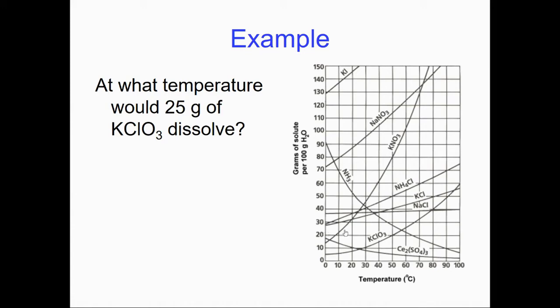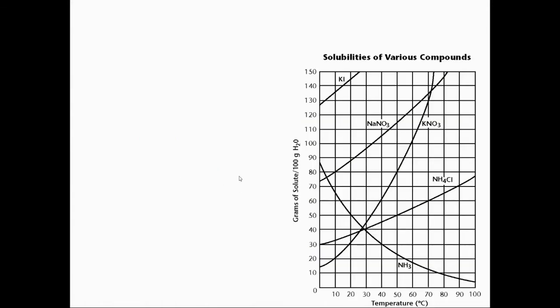So for it to dissolve, it needs to be saturated or unsaturated. If you're supersaturated, it's no longer going to dissolve because you are past that maximum. So we're trying to find the lowest temperature that it will start to dissolve, which is that saturated point. Okay? So we're going to look here. 25 grams is right here. We're going to go over until we hit the point on the KClO3 line, which is right about here.